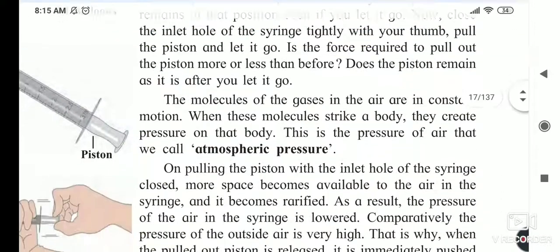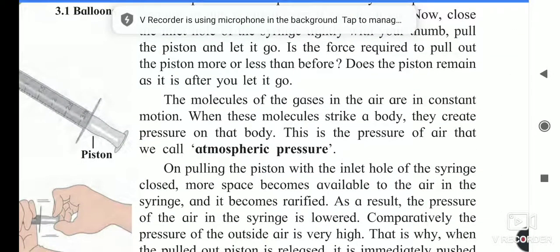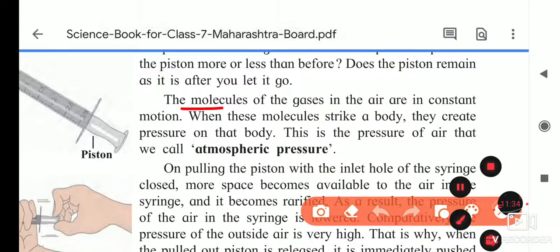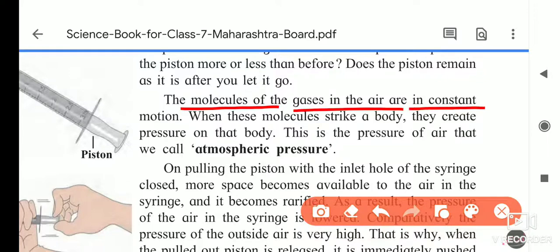Now the molecules of gases. The molecules of gases in the air are in constant motion. They are always moving here and there. When those molecules strike a body, it has an effect. For example, when a high wind is blowing, we lose our balance, and our clothes and we ourselves get slanted, bending towards where the air is blowing.